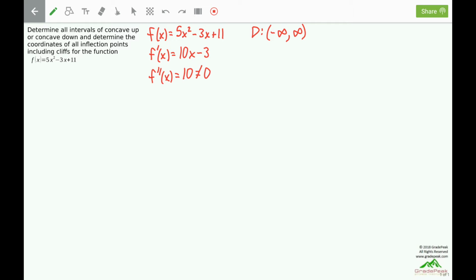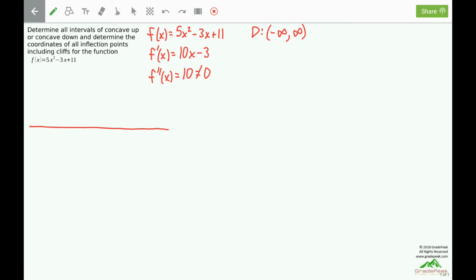We can now draw a domain line, a line representing the domain. It has no left end because it begins at negative infinity, and it has no right end because it ends at positive infinity. There are no candidate numbers to break the domain interval up into separate intervals.